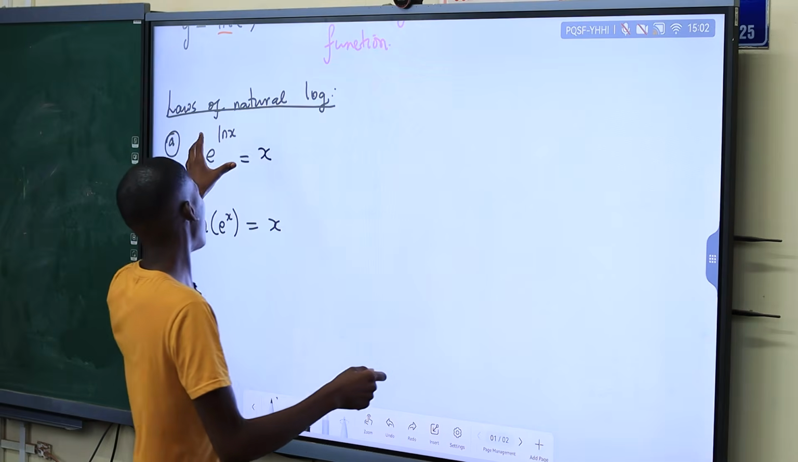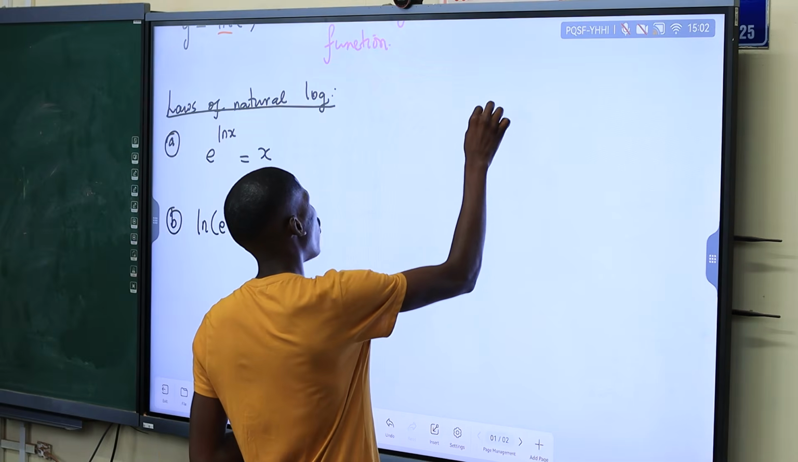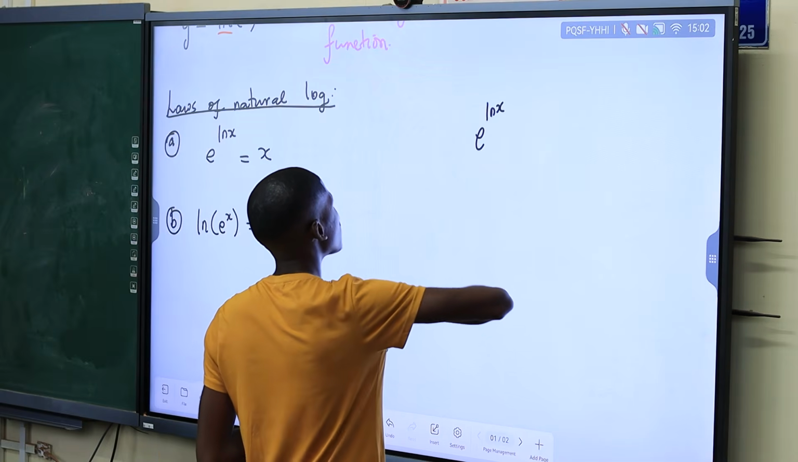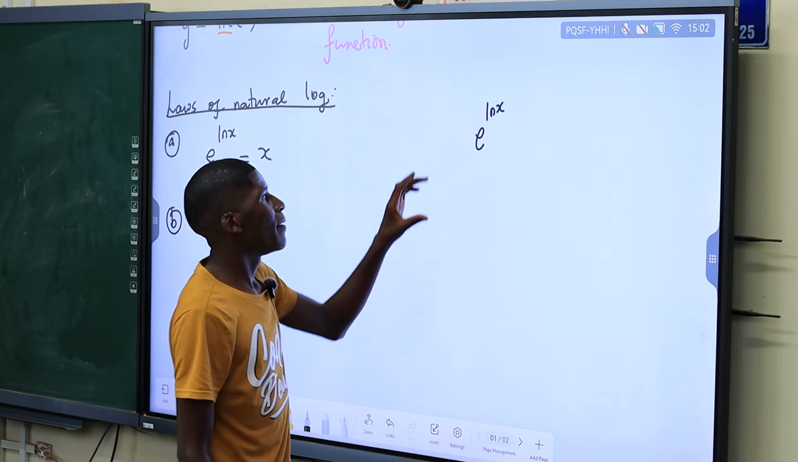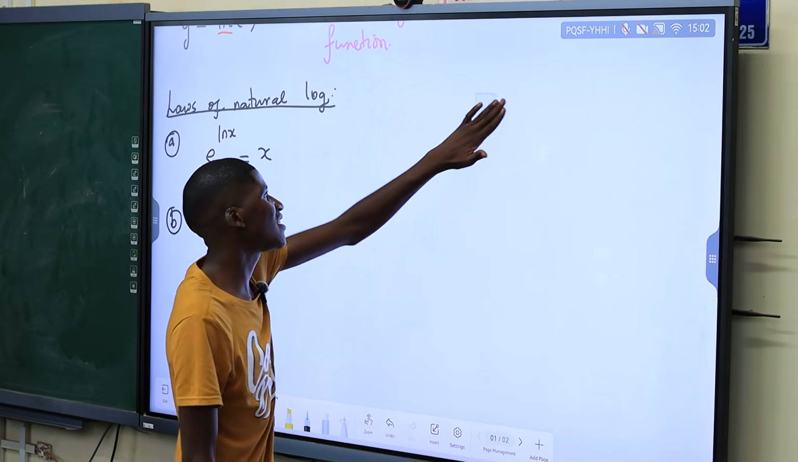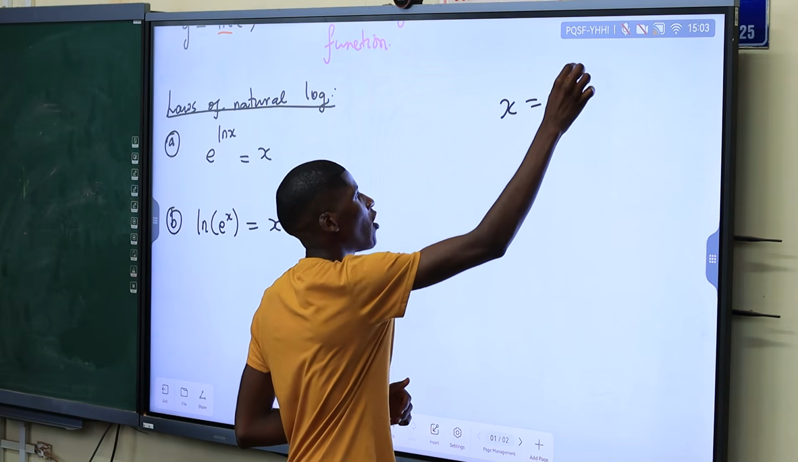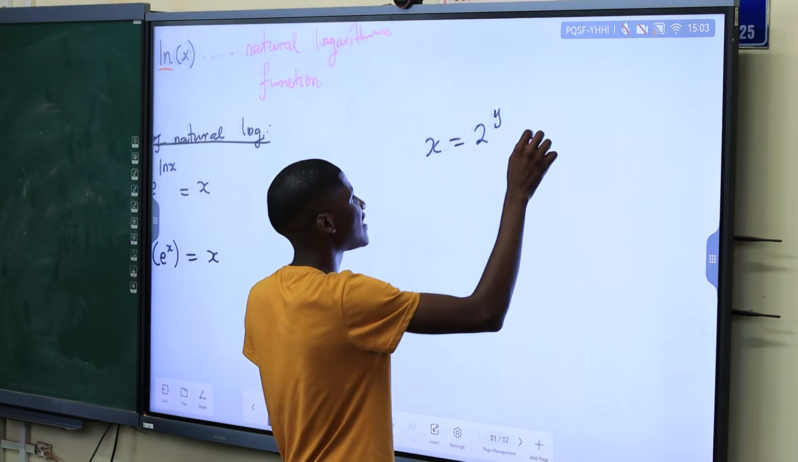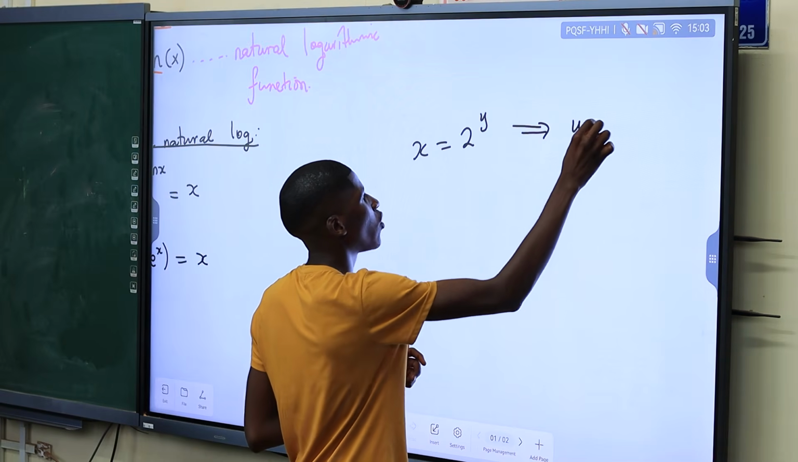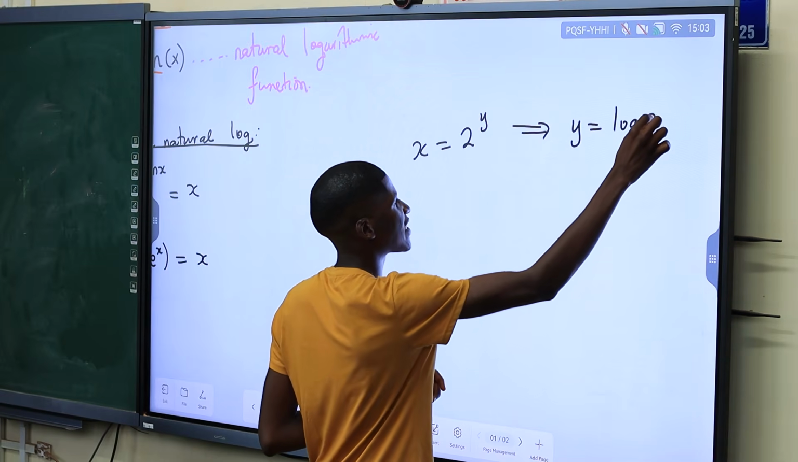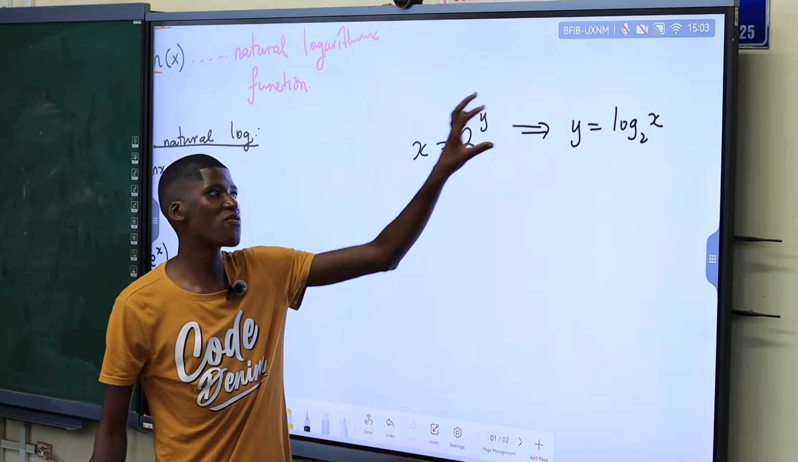So basically, let's look at e to the power of ln x. Let's write it down properly. Let's start with a general example such as x is equals to 2 to the power y. This is the same thing as saying y is equals to log base 2 of x. So these two are equivalent to one another.